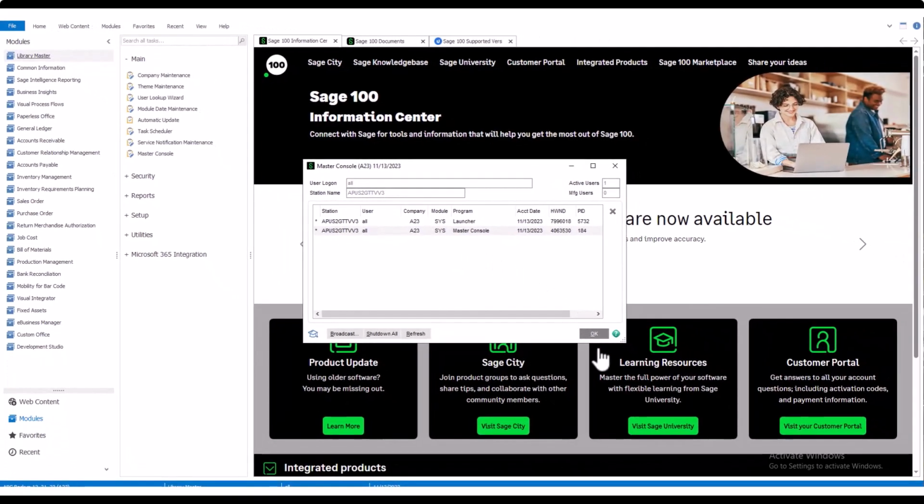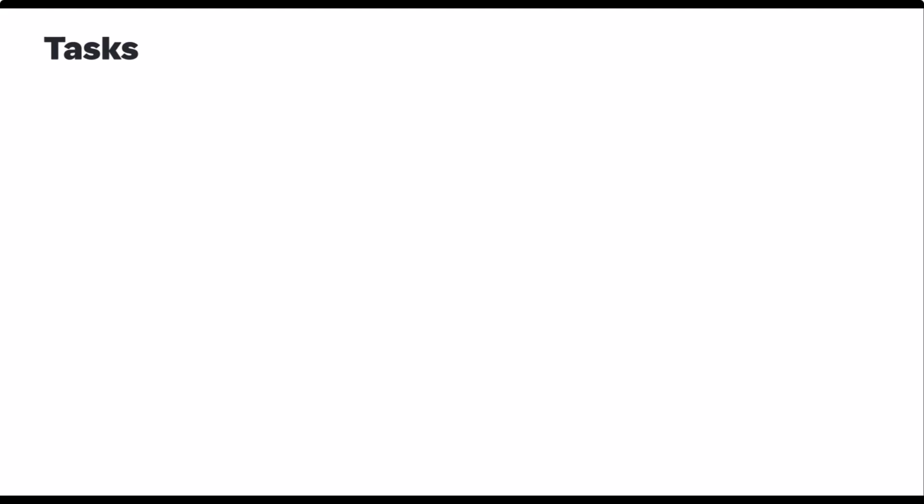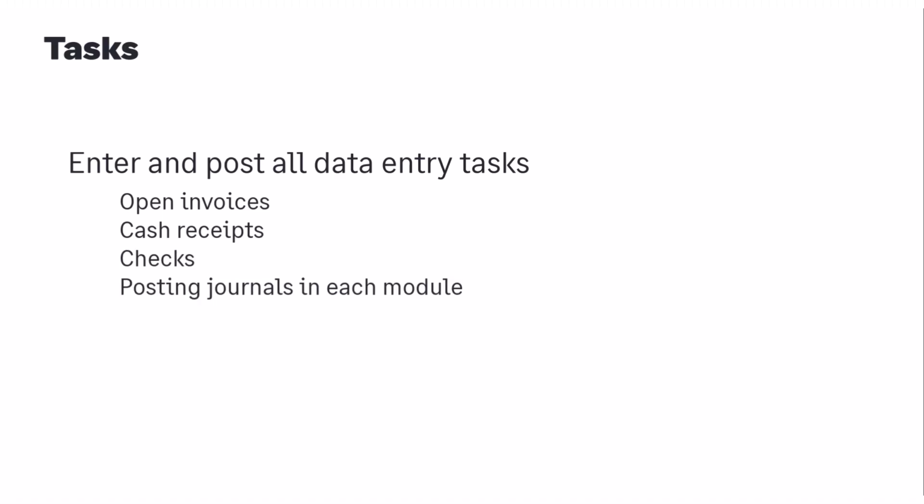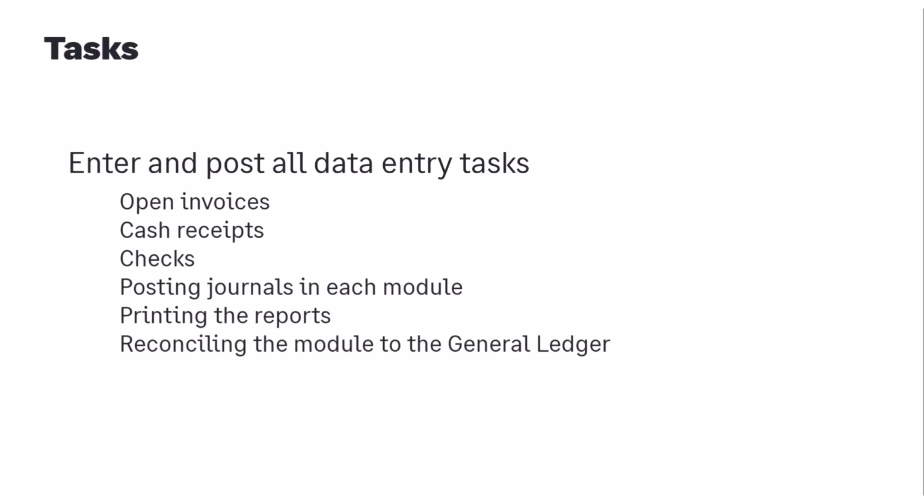Just as a reminder, at period end and year end, the tasks that should be completed are to enter and post all data entry tasks, such as open invoices, cash receipts, checks, and posting journals in the module. Printing the reports. Reconciling the module to the general ledger, and then closing the module.